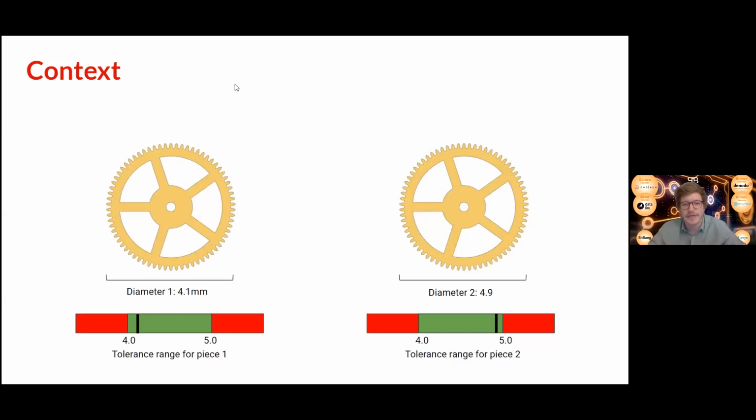So here you have two mechanical parts that we want to assemble. Those are called cold wheels. And in the watch industry, usually we have a really nice lean management system, so we know the tolerance range for every piece. In this example, you have the first one with 4.1 millimeters, the second one 4.9, and both of them are in the correct tolerance range for the pieces.